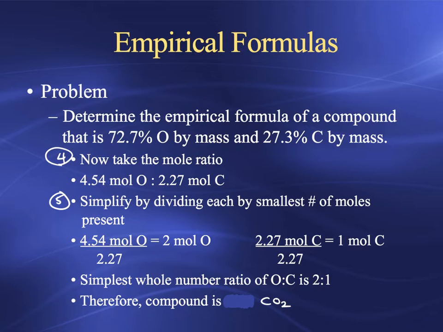Very convenient, very easy way of finding the empirical formula using the percent composition, 72.7% oxygen and 27.3% carbon by mass. That compound is CO2. So we used a few steps to get us to that point. We figured this one out, and from that, we figured out the formula. Step 6 was to use the simplest whole number ratio to figure out what the empirical formula actually is.